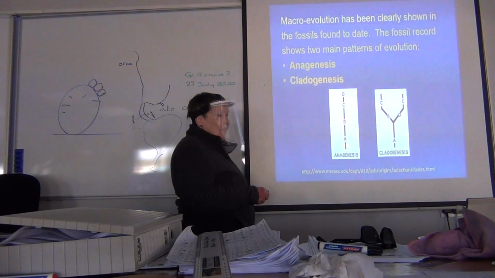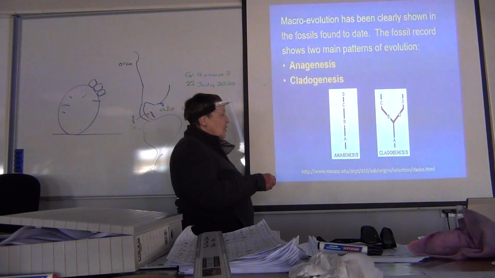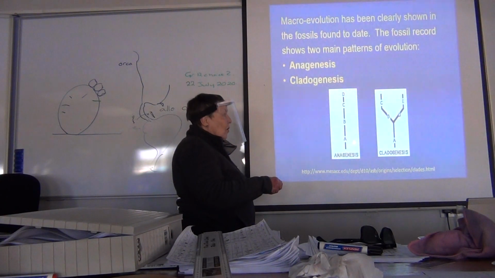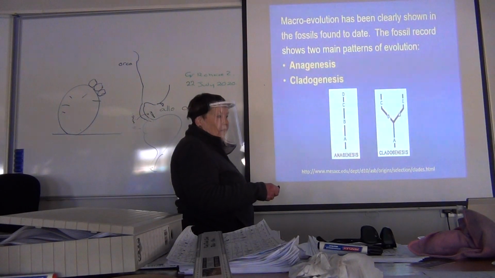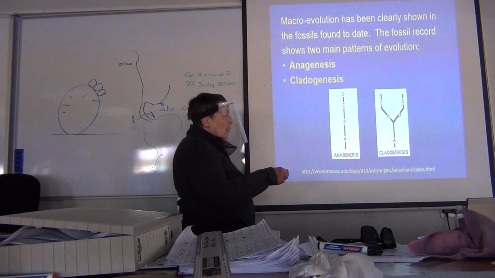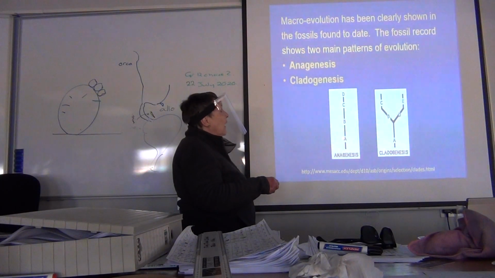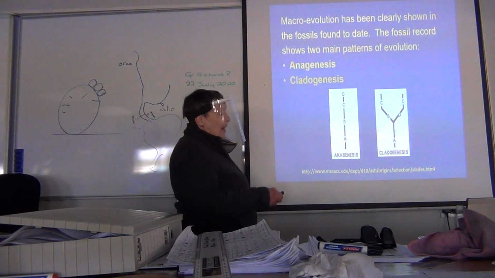So anagenesis is the gradual evolution of one species to another species to another to another. This no longer exists, this no longer exists, this no longer exists, this one exists. Okay, that's anagenesis. Cladogenesis is when one species gives rise to 2 different species, which give rise to other species and so on. So this is a branching pattern, and this is a more gradual pattern. So two main patterns of evolution: anagenesis, cladogenesis.